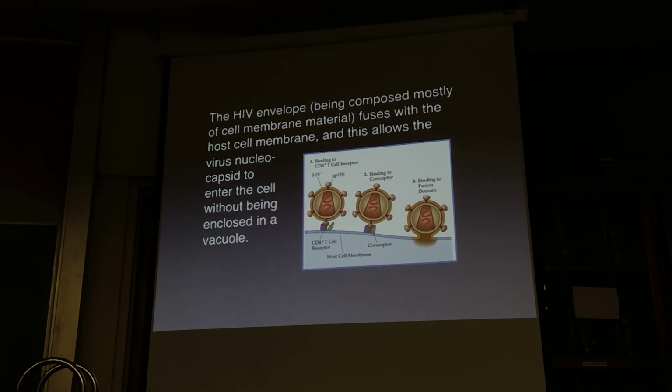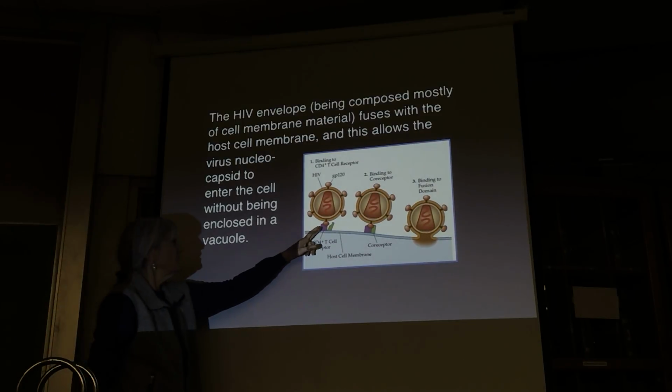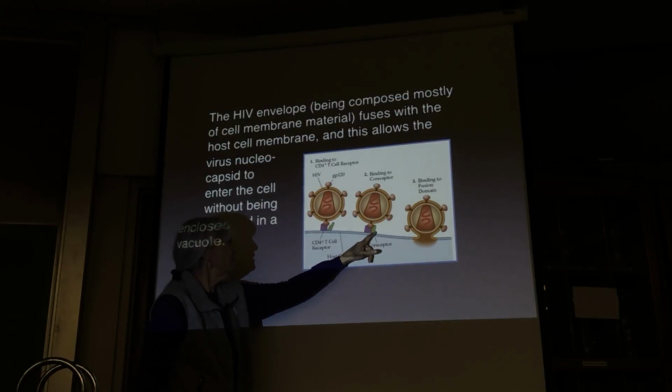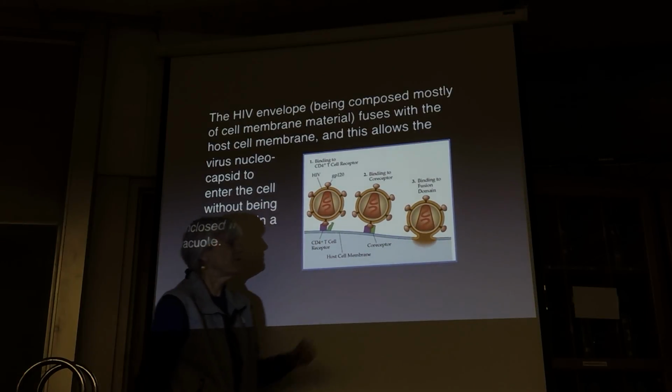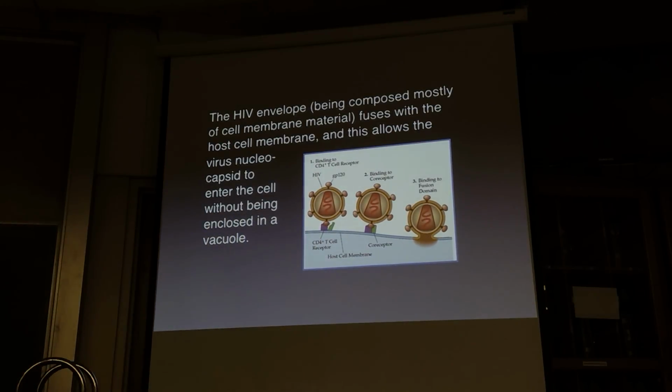Well, again, this is just another view of this mechanism. So again, you see HIV binding to the CD4 receptor here on this one, and then the CCR5 receptor binds, and then the envelope fuses with the cell membrane. This is going to allow the virus to come in. Pretty much, it's almost an intact virion, not quite, because it's missing its envelope.